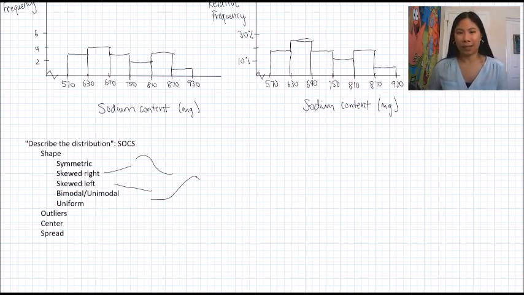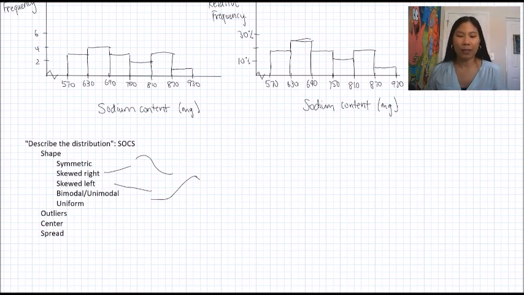You can even say things like slightly skewed left, slightly skewed right, slightly bimodal, because sometimes it's not really obvious that it's skewed left or skewed right. So if we use the word slightly, it's a better descriptor.